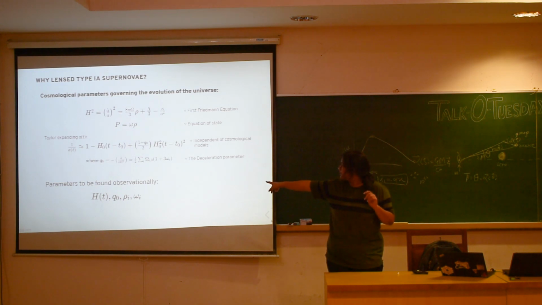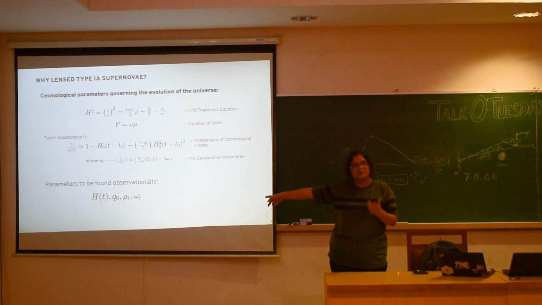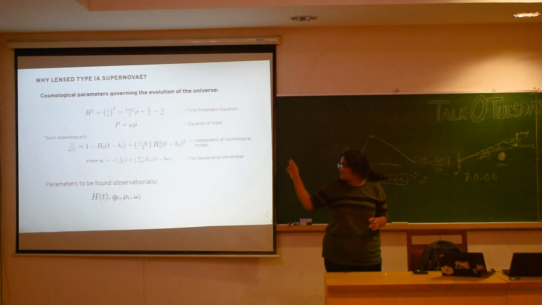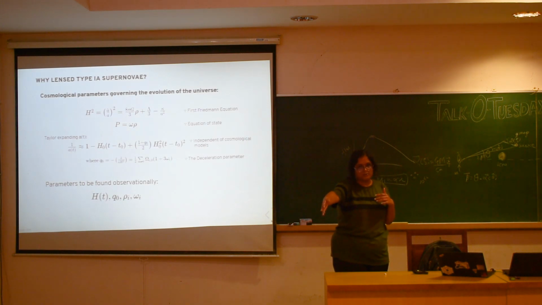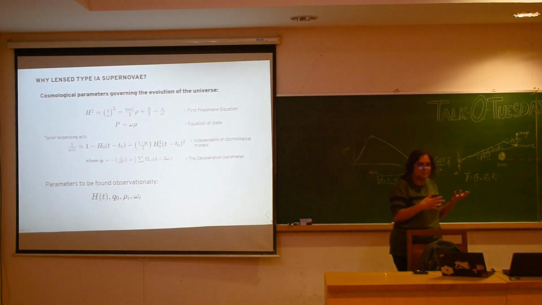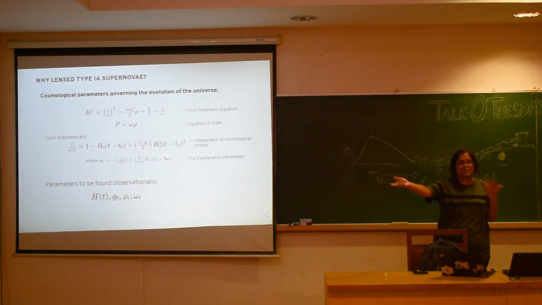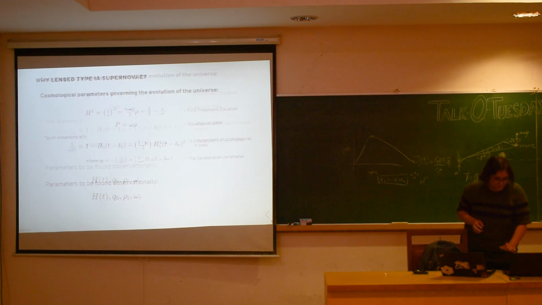If we successfully find out the values of these parameters in the universe that we are living in, we can use the Friedmann equation and the equation of state to figure out where our universe came from and where it is going, right? And that is the ultimate motivation of cosmology, to know the origin of the universe and what is going to happen with it.